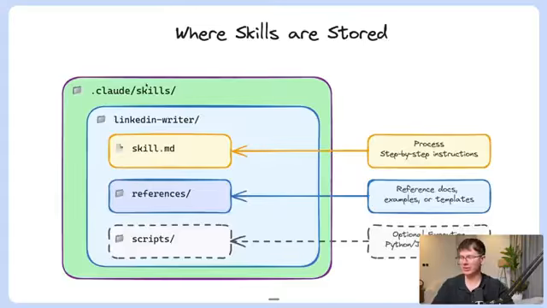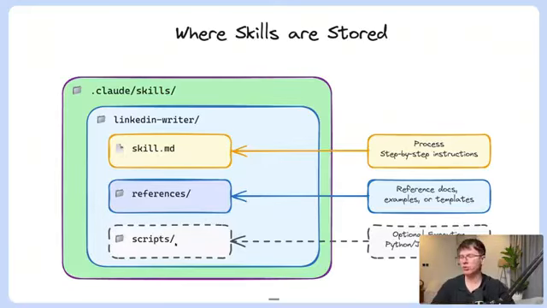So here we have .claude skills. Inside skills, let's say we have the LinkedIn writer. So let's say we want to make a skill that writes LinkedIn posts. Inside each skill, we have 3 different things. We first have a skill.md, which is a process of step-by-step instructions that we tell Claude Code, like, hey, here's how the skill is done.